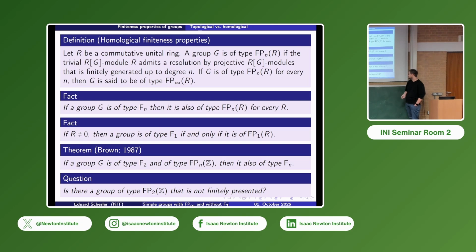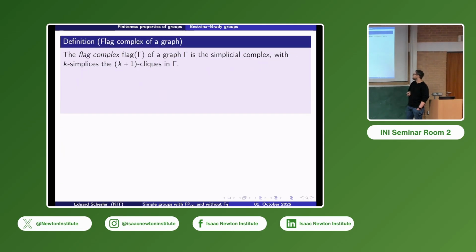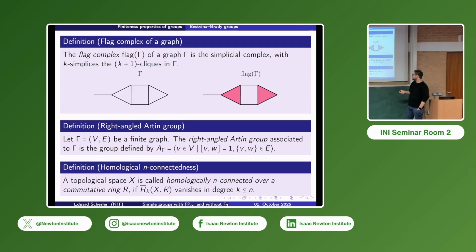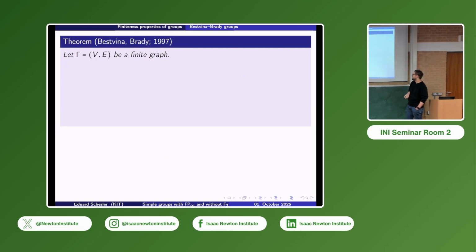So the goal of this talk is to provide a result corresponding to the Skipper-Witzel-Zaremsky result, but answering this question negatively as well in the class of simple groups. Still, we recall the Bestvina-Brady result because we will actually need it.